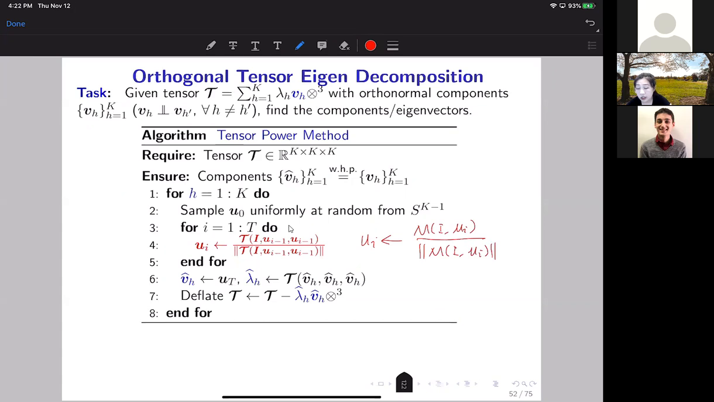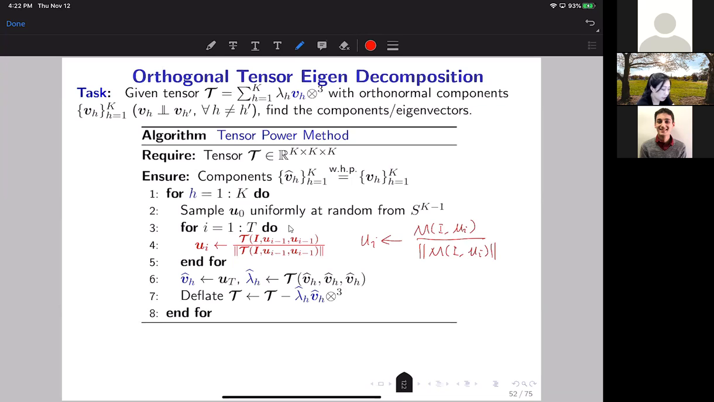But now it is just a bilinear operation. Before it was a linear operation. Now it is a bilinear operation divided by its norm. Okay, so this is just a tensor power method. It seems to be very, very similar to the matrix power method. Then the question is, are they actually the same?